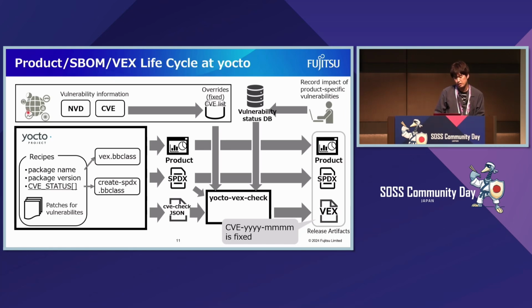Okay. This is showing the diagram. The top left shows vulnerability information services like NVD, and the left side shows Yocto. On the right side, there is an OSS tool called Yocto VEX check. This tool, Yocto VEX check, is an excellent tool that bridges the gap in the VEX release things that I explained earlier.